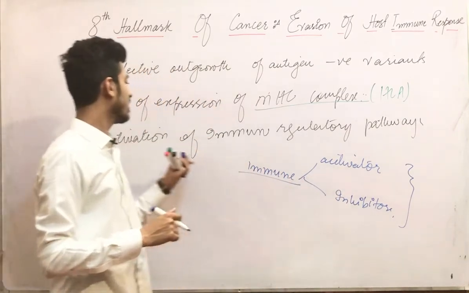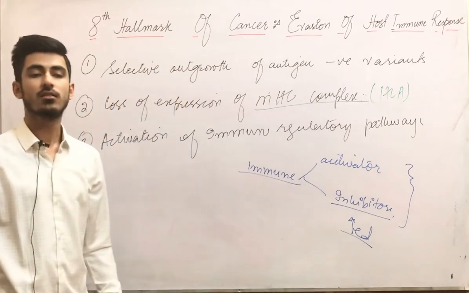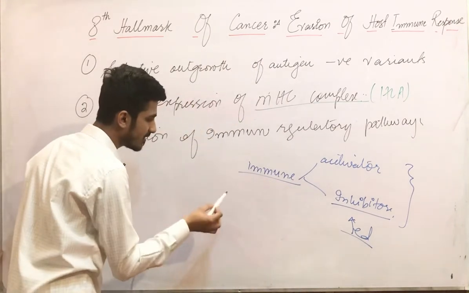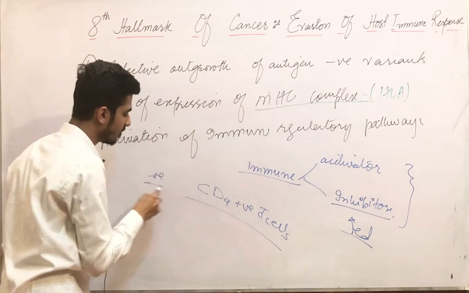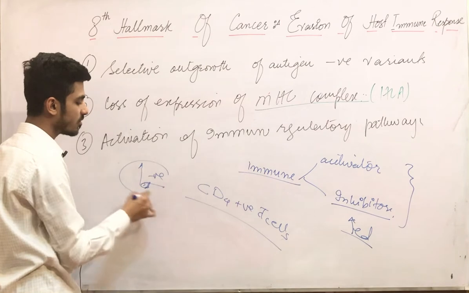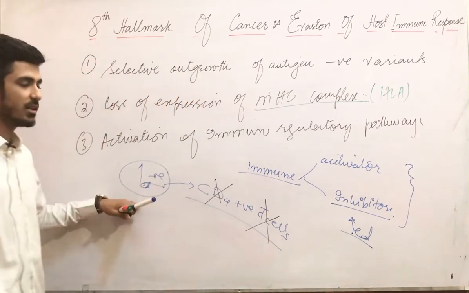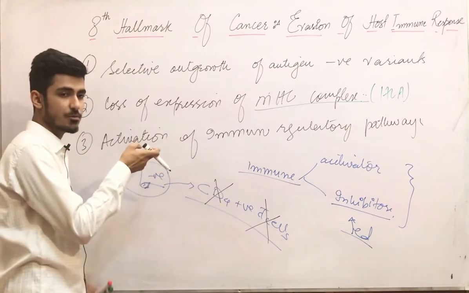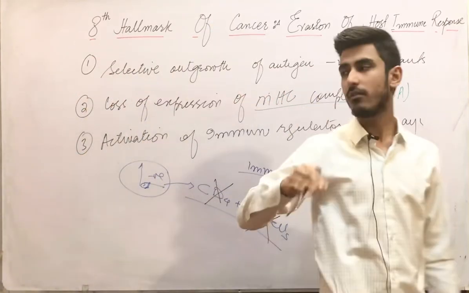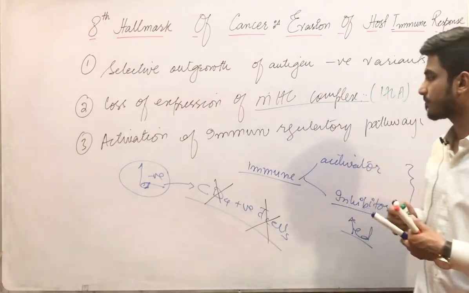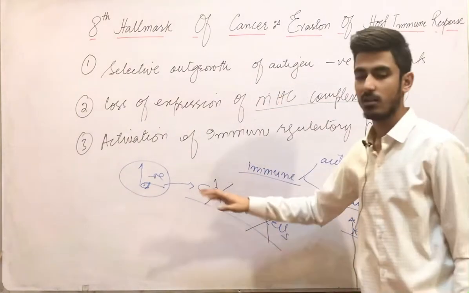Now what the tumor cells do, they activate the immune regulatory pathways. It means that they activate or increase the inhibitors of the immune system. For example, there are certain cells or certain receptors that inhibit the CD4 positive T cells, negative regulators of these. Now the tumor cells will increase the expression of these negative regulators. In this way the CD4 positive T cells are inhibited by the inhibitors. In this way our immune system is suppressed, and when the immune system is suppressed, obviously the cancer can easily develop. Clear? So this is your activation of the immune regulatory pathways. In this way the cancer cells suppress the immune system.